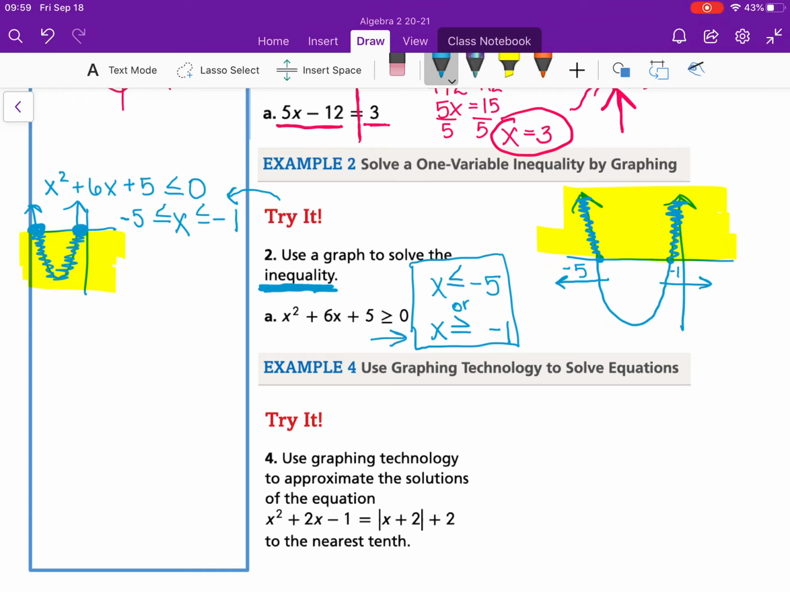So all of your answers will either look like this or this. This is a statement to say it's all the numbers in between. This is a statement to say it's all the numbers on both sides, so everything but what's in between. But both, depending on the way that your question is set up, could possibly be answers that you will be doing. So try your next problem and then move on to example 4.